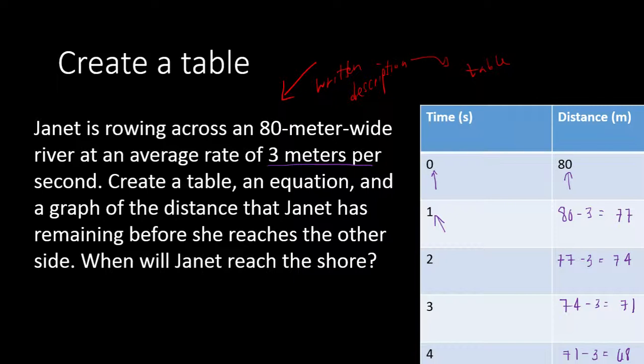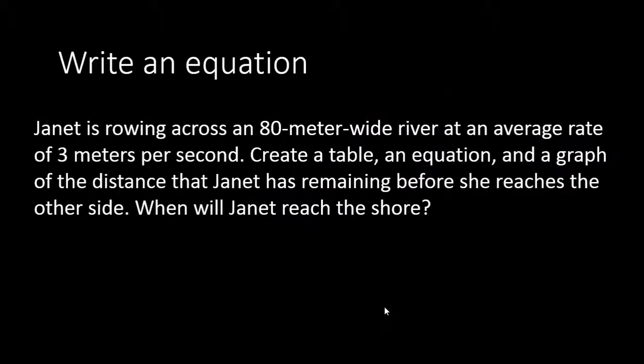Right, so we could do it this way, but it seems like this is going to be a little bit time consuming. So let's look at writing an equation. So keep in mind the table we just made, where it showed that every time a second elapsed, we came 3 meters closer to the other shore. So if I wanted to create an equation for distance, I'd know that my distance equals 80 meters. That's great. But this equation needs to be a little bit more robust, right? Because as time passes, my distance changes.